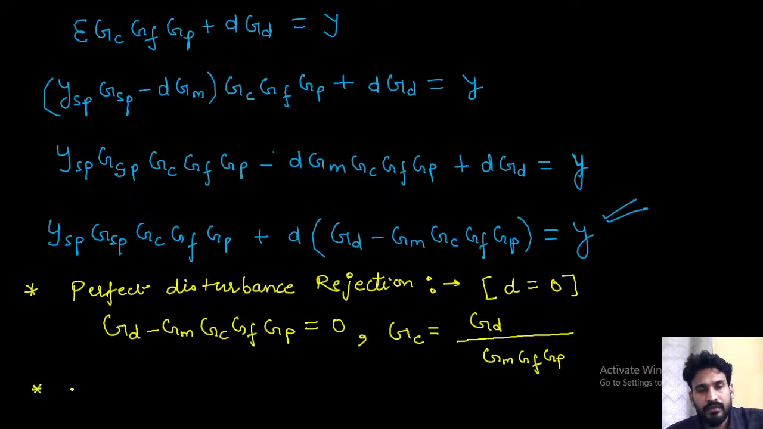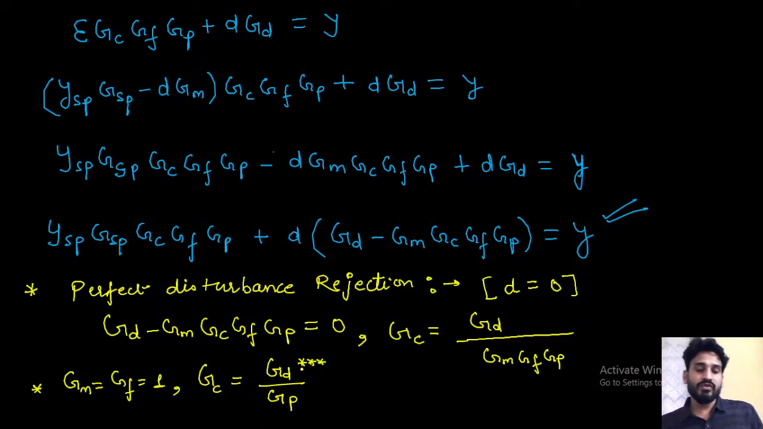Most of the time you will find that your measurement instrument and your final control element transfer functions will be 1. So in that case, what will be GC? Directly you can write it is GD divided by GP. This is very, very important. Most of the time GATE asks this point.